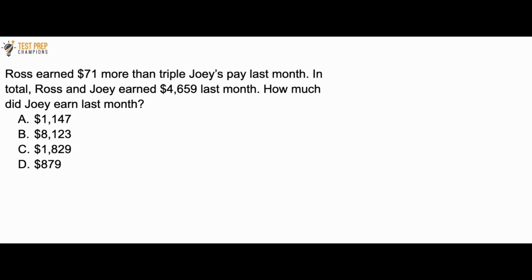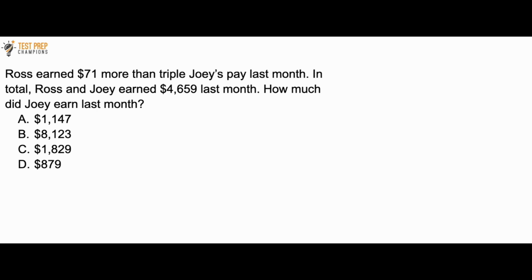Ross earned 71 more than triple Joey's pay last month. In total, Ross and Joey earned $4,659 last month. How much did Joey earn last month? Is the answer A, B, C, or D? So let me give you a chance if you'd like to pause the video, try to figure this out, take all the time you need, and then whenever you're ready, just unpause the video and we'll go over the answer.